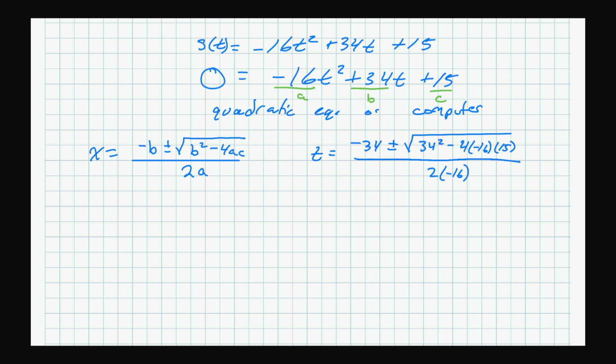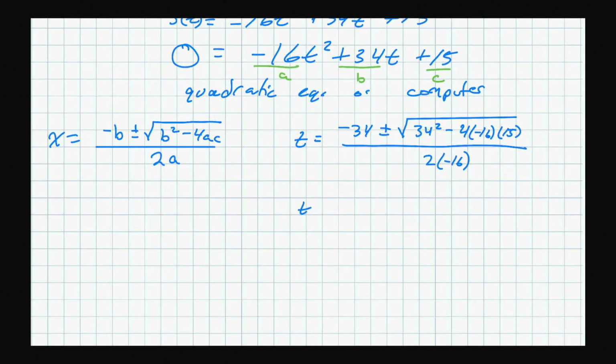So you work that out, grab your calculator, and work out the inside of the square root first. I've got 34 squared minus, but it's minus a minus, so it'll be a plus, 4 times 16 times 15. That's 2116. Awesome. Okay, so we get t equals negative 34 plus or minus the square root, which I just did on a calculator, over negative 32.